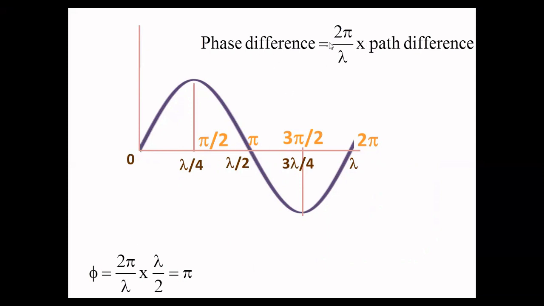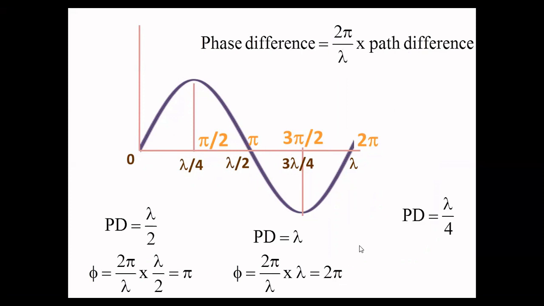Phase difference equal to 2 pi by lambda into path difference. Path difference between these two particles is lambda by 2. So put lambda by 2 here in the place of path difference. Then lambda gets cancelled, 2 gets cancelled, pi. Now, shall we check it for a path difference of lambda? If two particles are separated by a distance of lambda, they should have a phase difference of 2 pi. Substitute it here: phase difference equal to 2 pi by lambda into path difference lambda. Lambda gets cancelled, and this is 2 pi.